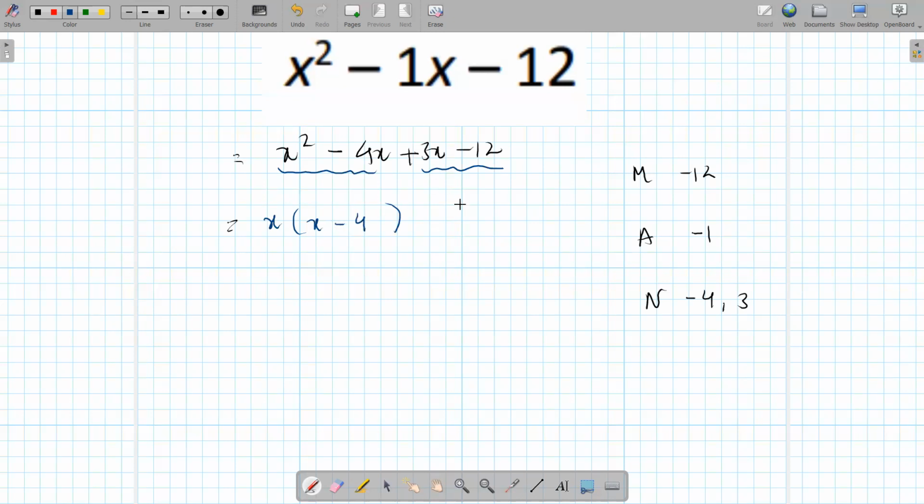What about the next two? 3. Yes. And what are you left with in the bracket? X minus 4. So notice these brackets will always be the same. As long as this works, those two brackets should always be the same. Now we're going to pull out that bracket, x minus 4, because they both have it in common. And in the other bracket, we're going to put whatever is left over, x plus 3.